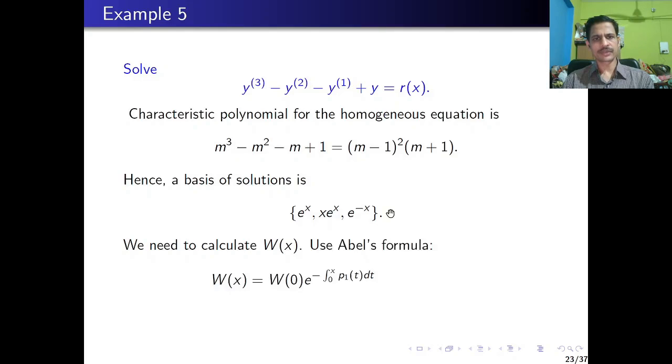Now with this basis of solution, we calculate the Wronskian. We use Abel's formula. It says the Wronskian W(x) is equal to W evaluated at 0 times e raised to minus the integral from 0 to x of p1(t) dt. Here p1 is minus 1, so we have this equal to W(0) e raised to the integral from 0 to x of dt. So that is equal to W(0) times e raised to x.